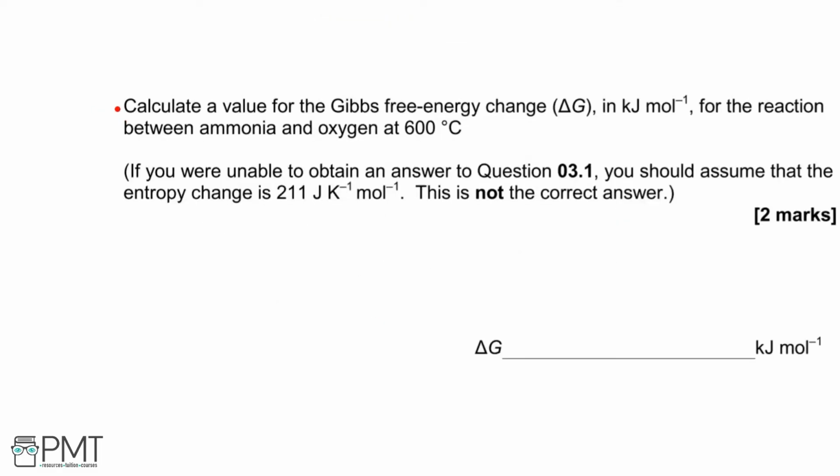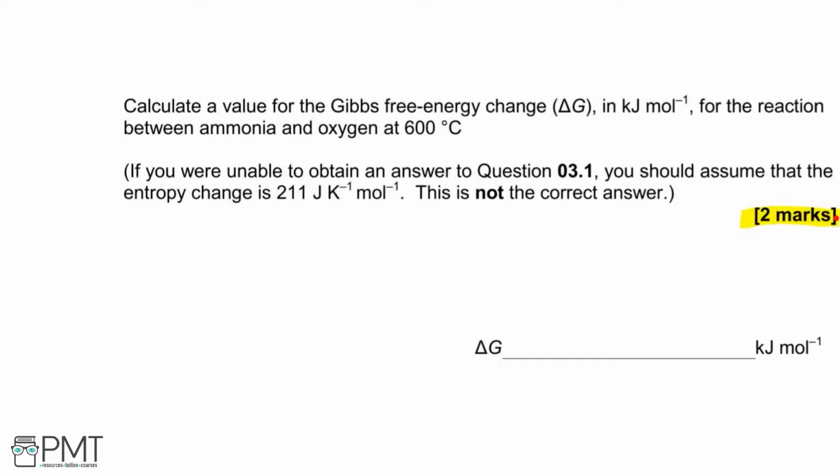Calculate a value for the Gibbs free energy change, delta G, in kilojoules per mole for the reaction between ammonia and oxygen at 600 degrees Celsius. If you are unable to obtain an answer to question 3.1, you should assume that the entropy change is 211 joules per Kelvin per mole. This is not the correct answer, and this question is worth 2 marks.